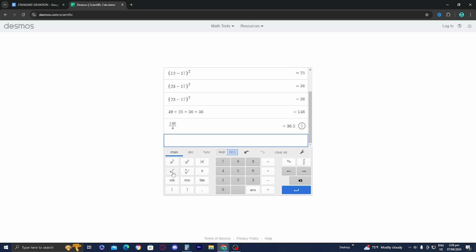Now, in order to get the standard deviation, you want to take the square root of this number. So let's go ahead and utilize our square root function. And then let's go ahead and type in 36.5. Then go ahead and enter it. And right over there is your standard deviation.